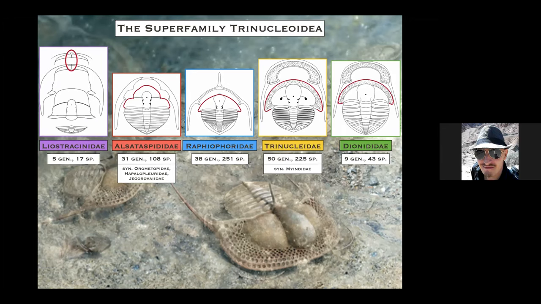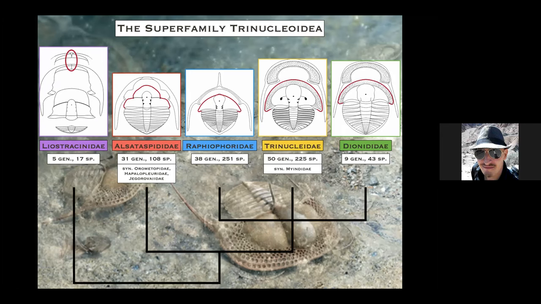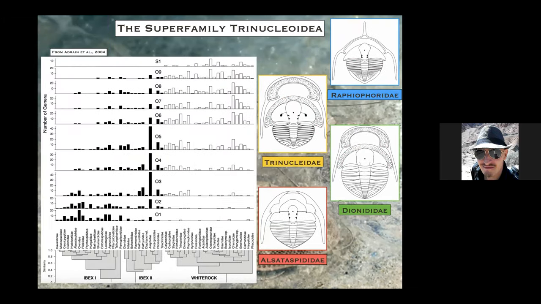To sum up the current interpretation of the relationships: since the 50s, the Raphiophoridae, Trinucleidae, and Dionididae are interpreted as forming a monophyletic clade, but their relationships are still not well understood. In contrast, the Alsataspididae, over the last two or three decades, correspond to a progressive aggregation of other families. And the Liostracinidae are interpreted as a transition between the other Asaphids and the most derived trinucleids. This group is very important in the context of the Great Ordovician Biodiversification because the Alsataspididae correspond to the first Ibex fauna and the Dionididae to the second one. In contrast, the Trinucleidae and Raphiophoridae are fundamental elements of the Whiterock fauna.